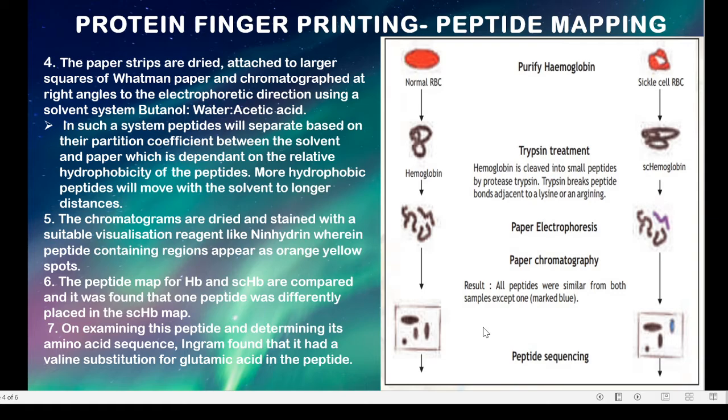So here you can see this picture where the sample is here. This sample is glutamic acid, which is in normal RBC. So this is the glutamic acid in normal RBC, which is absent in the chromatographic paper of sickle cell RBC. So here it is absent, but instead of that, there is an additional amino acid spot, which is blue in color, and that is valine. So now you can see the difference between this paper of normal RBC and this paper of sickle cell RBC.